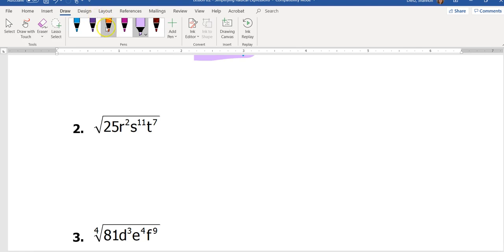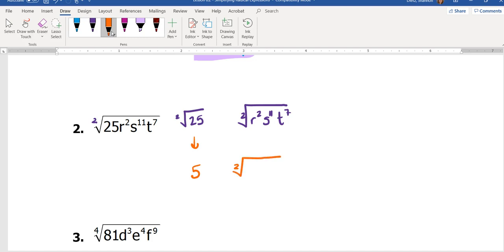Okay. All right. Here for number 2, we have a square root. Now a square root, your exponent is always 2. So I am going to go through and split this up. So we have the square root of 25, and then the square root, you can put the 2 there or not, it's really your choice, of r to the 2nd, s to the 11th, and t to the 7th. So my square root of 25 does simplify to 5. Now, like I said before, I'm going to put this over here just in case I do have any remainders. That will be there. So let's break this down now.